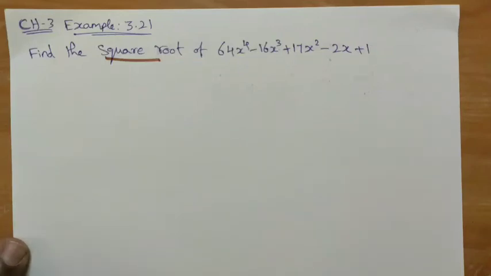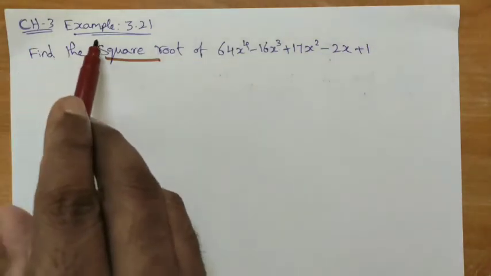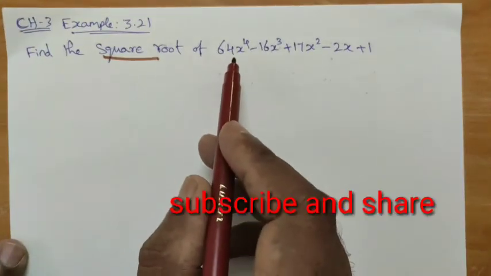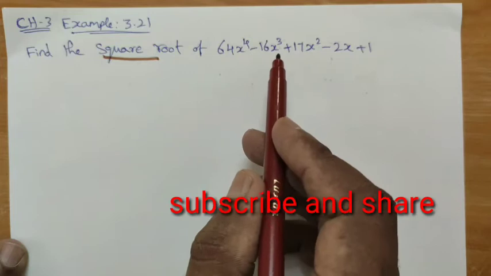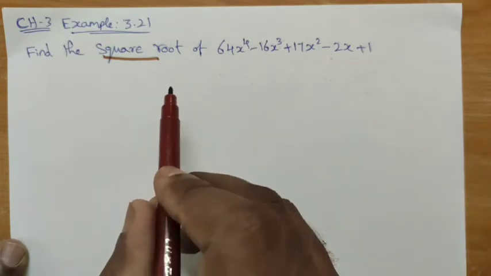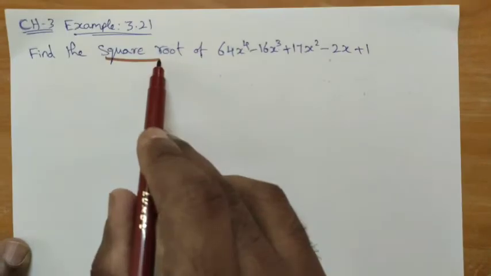Hi students, class 10, chapter 3, example sum 3.21. Find the square root of 64x power 4 minus 16x cube plus 17x square minus 2x plus 1. We want to find the square root of this sum.